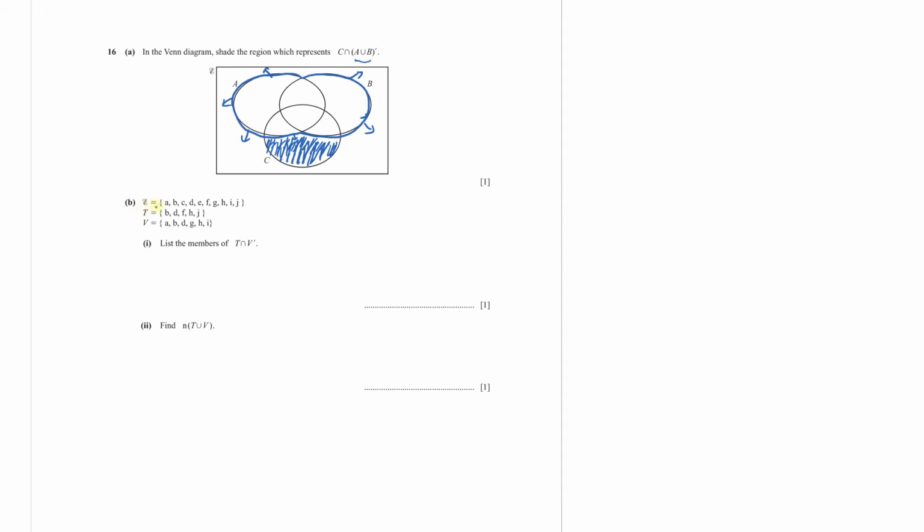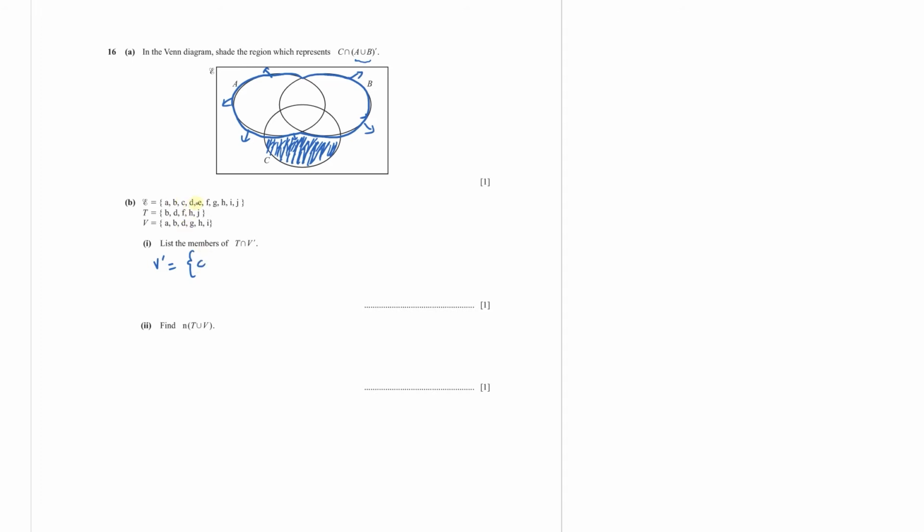Part B: you're given the universal set, which is A, B, C, D up till J. Then you have sets T and V. List the members of T intersection V complement. You're given V. Let's first find V complement. V complement will be everything outside of V. Let's start with the universal set. A is part of V. B is also present. C is not there, so C is in V complement.